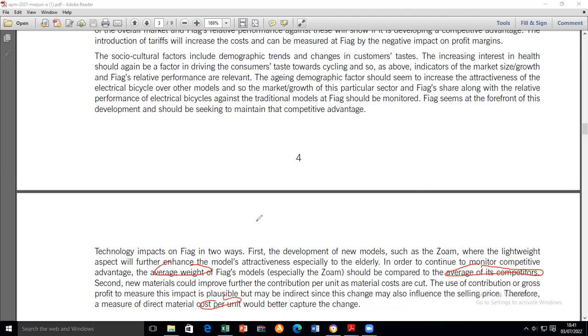So the issue was the KPIs, the relevant KPIs. How did we fare on the KPIs? Normally the issue is on the KPIs. Find appropriate KPIs.